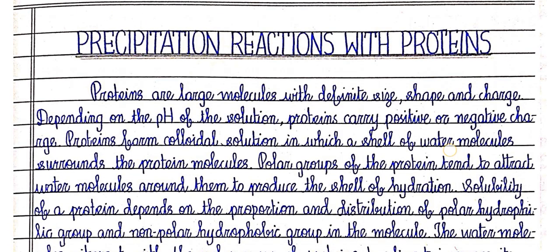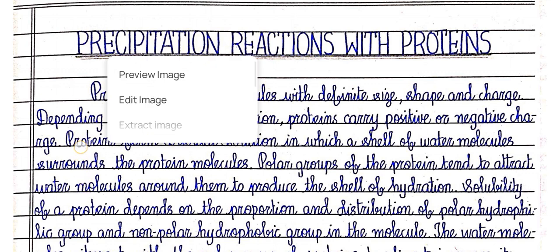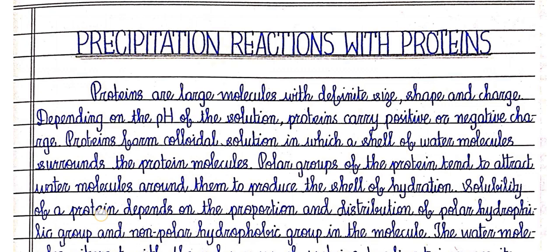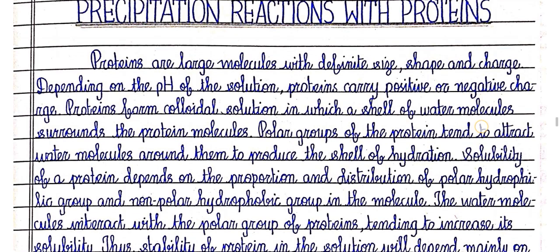Later, precipitation reactions with proteins. Proteins are large molecules with definite size, shape and charge. Depending on the pH of the solution, proteins carry positive or negative charge. Proteins form colloidal solution in which a shell of water molecules surrounds the protein molecule. Polar groups of the protein tend to attract other water molecules around them to produce the shell of hydration.